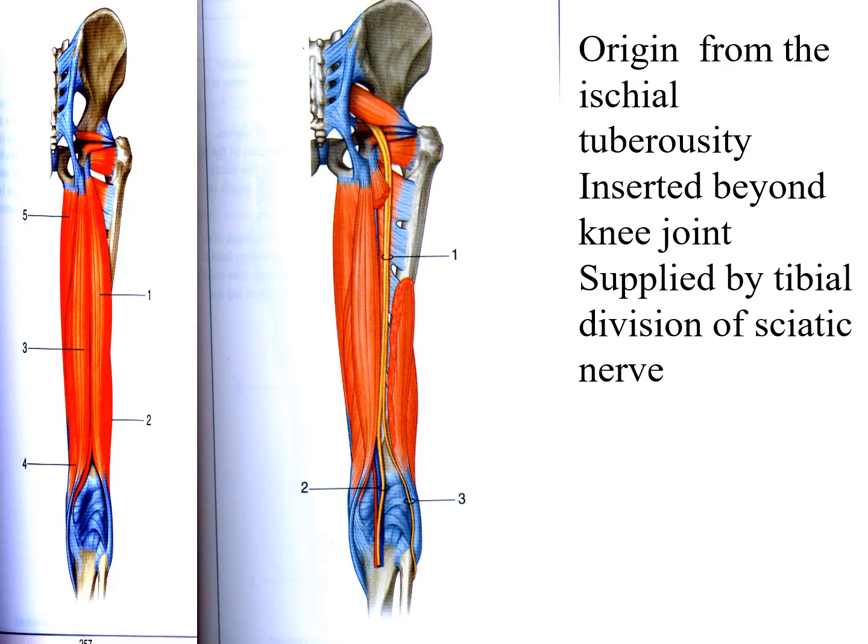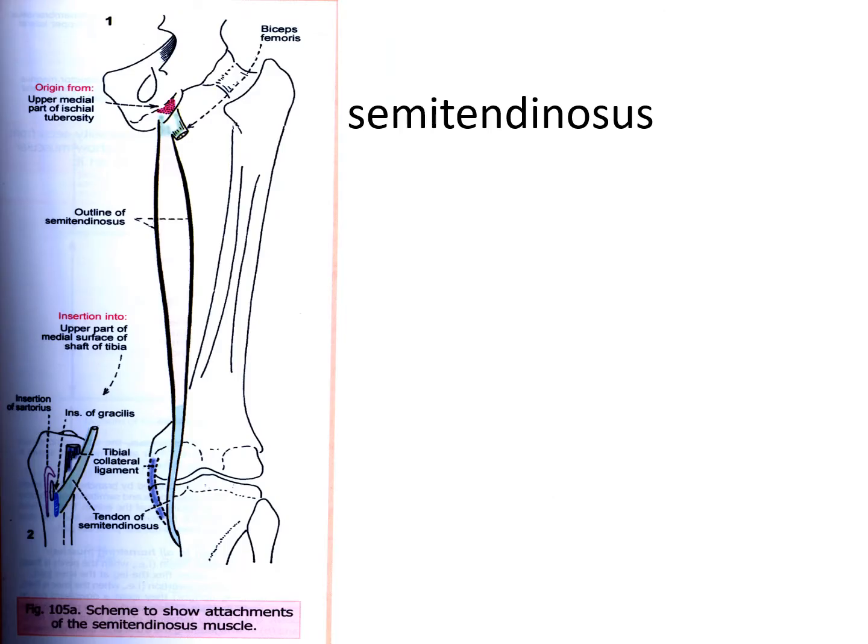Now, the common origin is the ischial tuberosity, the insertion is beyond the knee joint, and they are supplied by the tibial division of the sciatic nerve. These are the characteristic features of the hamstring muscles. They all arise from the ischial tuberosity, insert beyond the knee joint, and are supplied by the tibial division of the sciatic nerve. So these are the common characteristic features.